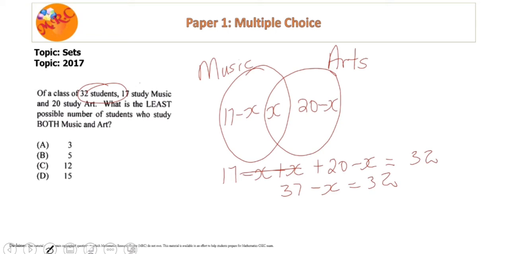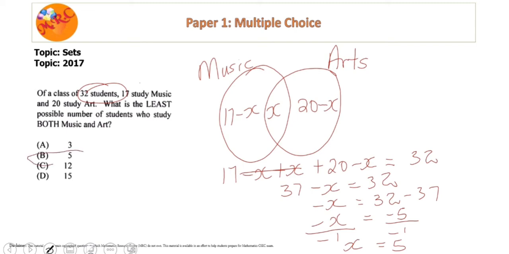So we're going to subtract 37 from both sides. So we're left with 32 minus 37, so we have negative X equals negative 5. We divide both sides by negative 1 to make the coefficient of X positive, and we now have X equal 5. So the least number of students that study both music and art would be 5. Alright?